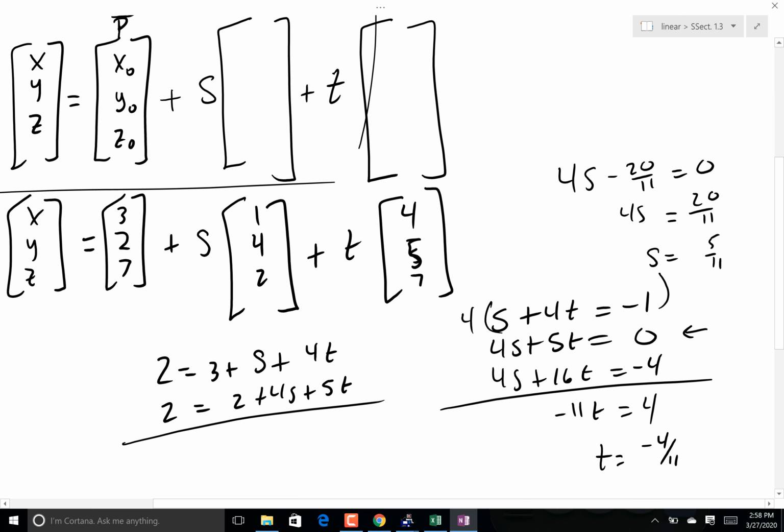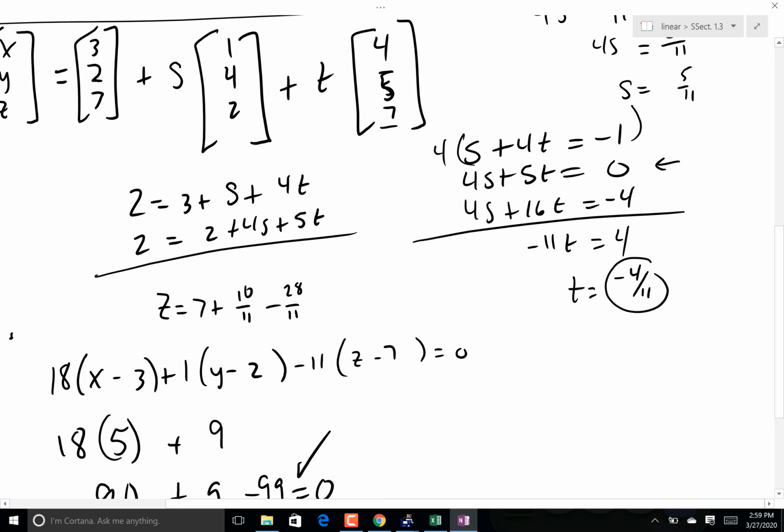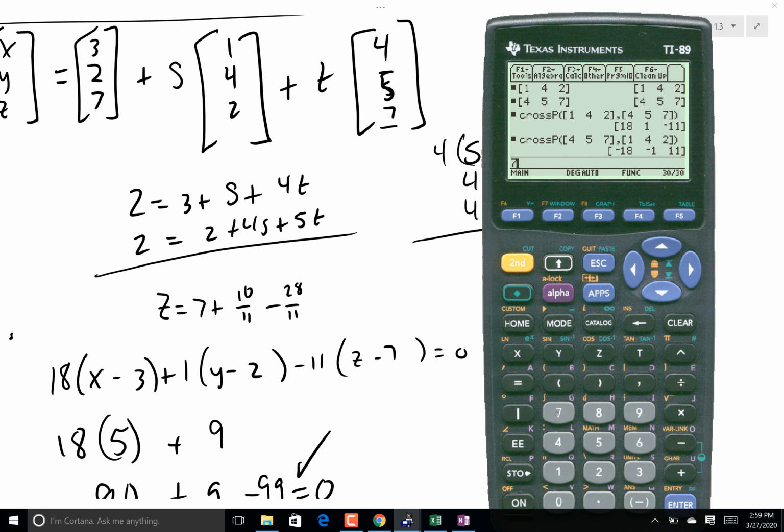That's great. But what does that do for me? Well, then you plug it in. You get z is equal to 7 plus 5/11 times 2, which is 10/11, and then negative 4/11 times 7, which is negative 28/11. I need a calculator because it's just too late in the day to be doing algebra. 7 plus 10/11 minus 28/11. Yeah, it's 59/11. Duh.